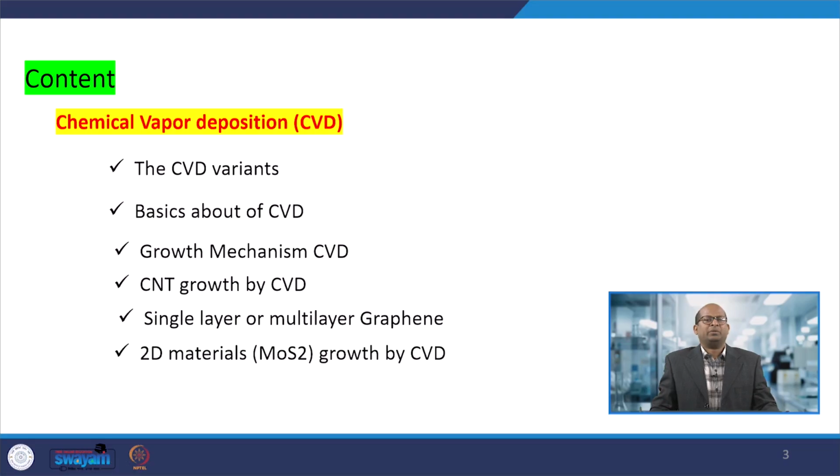In chemical vapor deposition, these are the components we will discuss. There are variants that we will discuss: what are the various types of CVD process available, then the basics of CVD, then the growth mechanism of CVD, CNT growth by CVD, single layer or multi-layer graphenes, and 2D materials growth by CVD. These are the components that will be discussed.